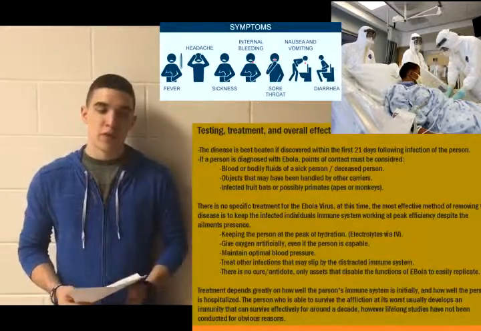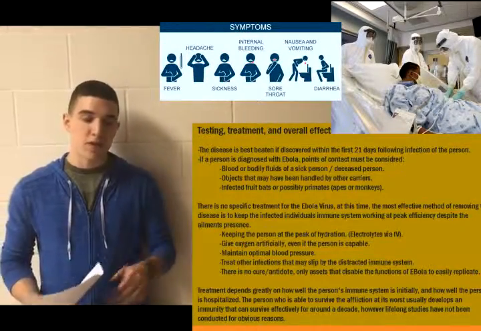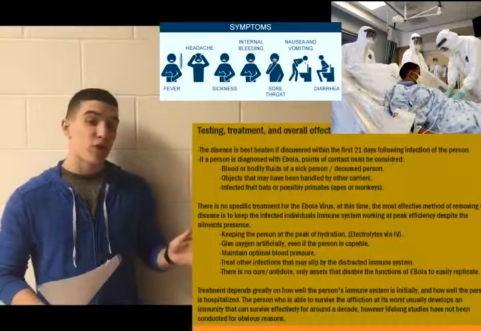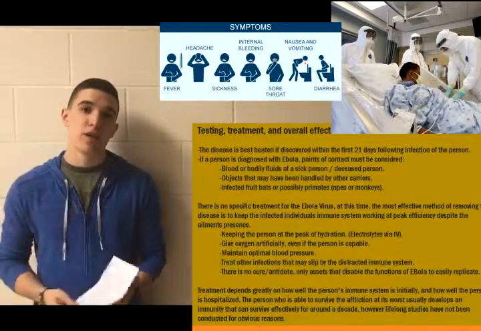Just in closing, the Ebola virus is very deadly, hard to detect, and has a variety of very common symptoms. But if noticed early in its development, and treated correctly, it can be treated and in a way immunized for the next decade or so.